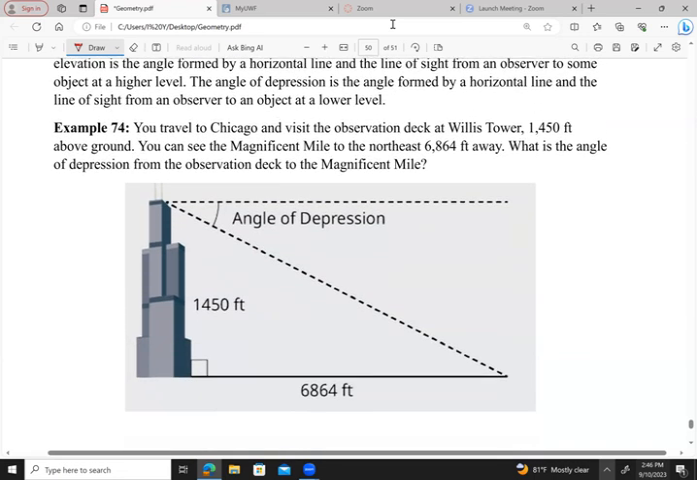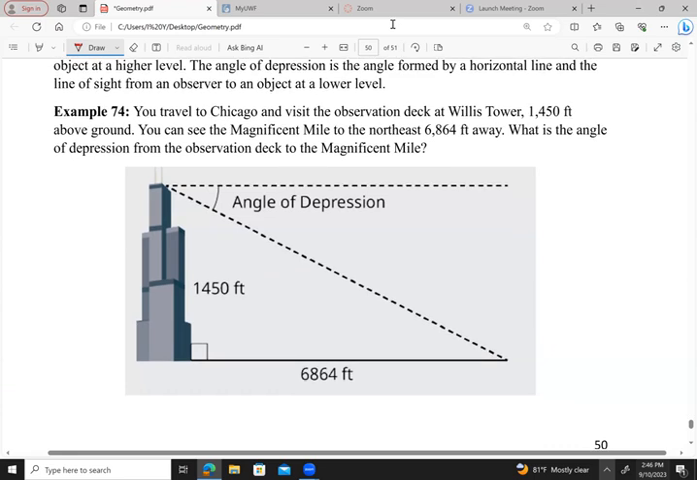Travel to Chicago. Visit the observation deck at Willis Tower, 1,450 feet above the ground. You can see the Magnificent Mile to the northeast, 6,864 feet away. What is the angle of depression from the observation deck?